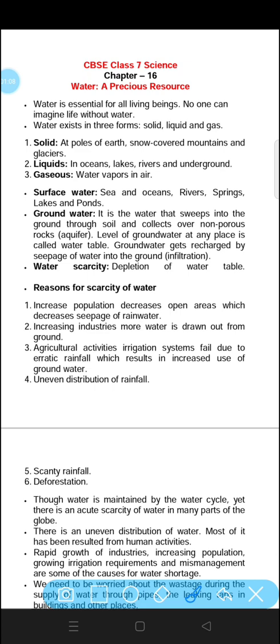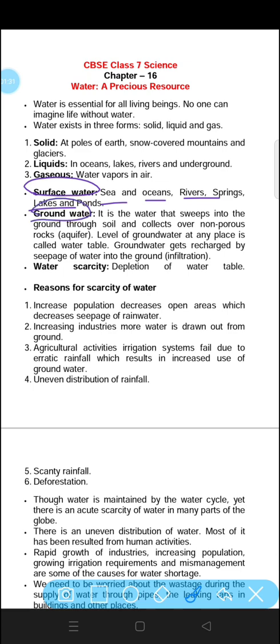Now let's talk about surface water. What is surface water? Sea, oceans, rivers, springs, lakes and ponds all contain surface water. The water which is available at the surface is called surface water. It is contained by seas, oceans, rivers, waterfalls, lakes and ponds.